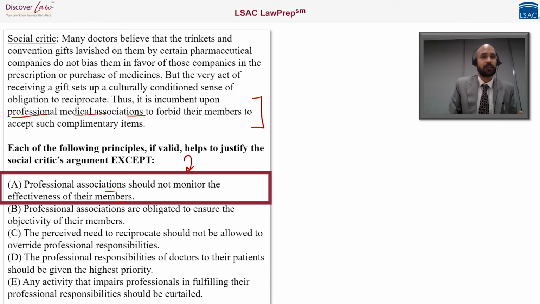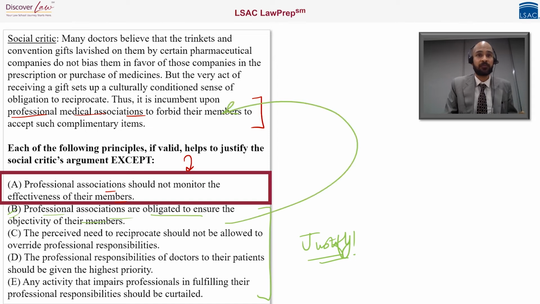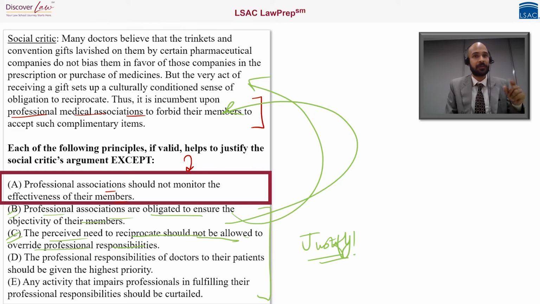Look at B. So basically we know that these four would be helping justify, right? Look at option B. It says professional associations are obligated to ensure. So they're obligated and therefore they should forbid. Works well. Option C. The perceived need to reciprocate should not be allowed to override. Right, so there's a need to reciprocate. It should not override. Very good. Therefore you should forbid. Okay.